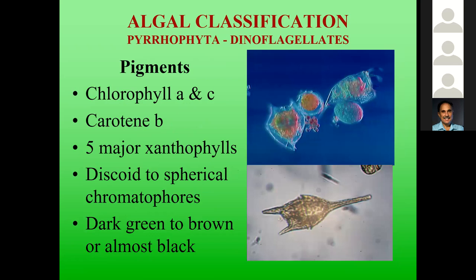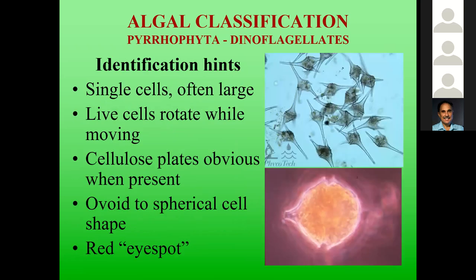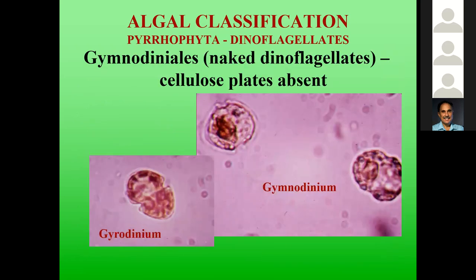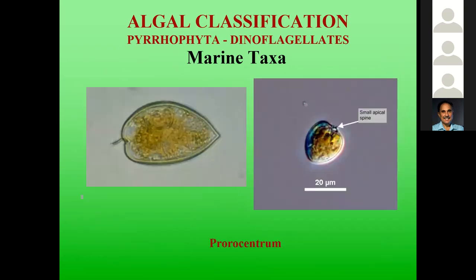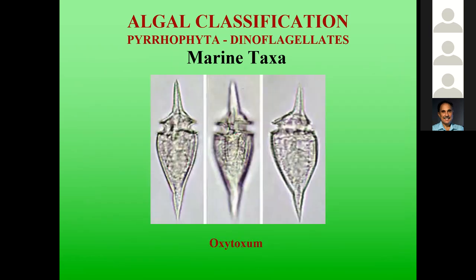I am going to simply whip through a couple of these other groups so you know they exist and show you the key players. So pyrrophytes are the freshwater dinoflagellates. There are naked dinoflagellates, Gymnodinium, Gyrodinium, which you can find. Armored dinoflagellates are by far the most common. Forms of Peridinium and forms of Ceratium are the ones that you will see bloom. Bunch of marine taxa, which are loads of fun.